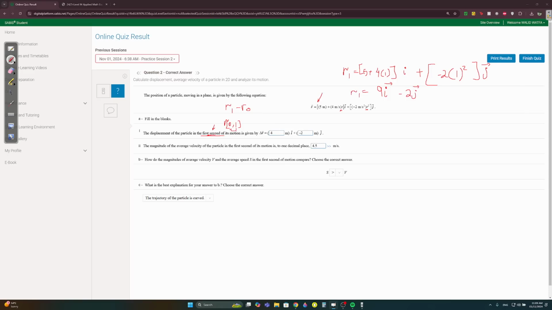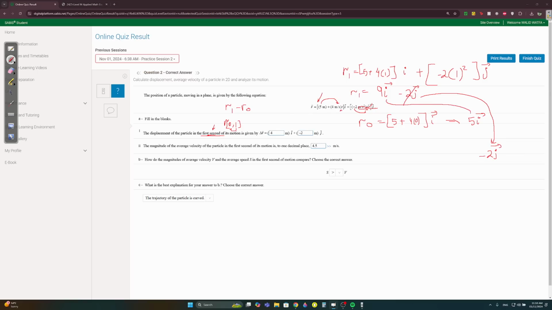So it's r1 minus r0, right? How much is r0 going to be equal to? 5 plus 4 times 0 i. And since time here is 0, we don't have a j component, because it's only a time multiplier. Here it's 5 plus time, so you always have that 5 even if time was 0. Here you're multiplying, so it's going to be just 0. So you're going to get 5i. We want r1 minus r0, so there's no j component to subtract, so we're just going to take the j component down.